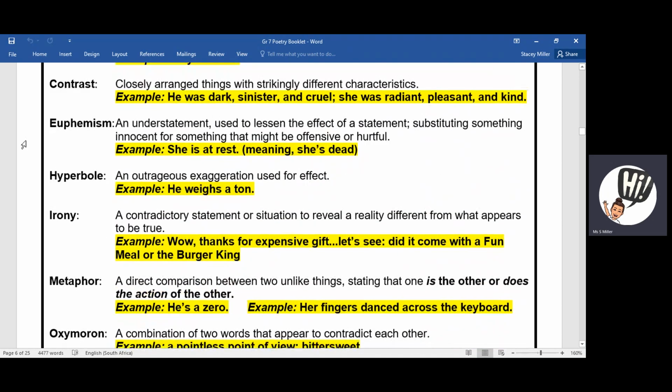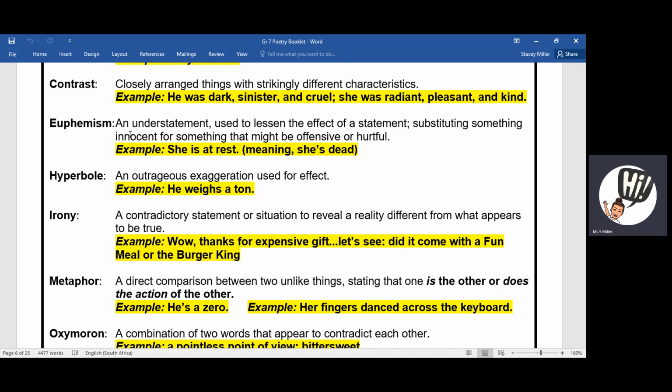Euphemism is a beautiful word. Highlight it. A euphemism is an understatement used to lessen the effect of a statement, substituting something innocent for something that might be offensive or hurtful. For example, you say she is at rest. If you ask a little kid, what happened to your granny? She died. Okay, now in polite company, we don't talk like that. Instead of saying she died, we say she passed away, she's been put to rest. A euphemism is a gentler, kinder way of saying something.